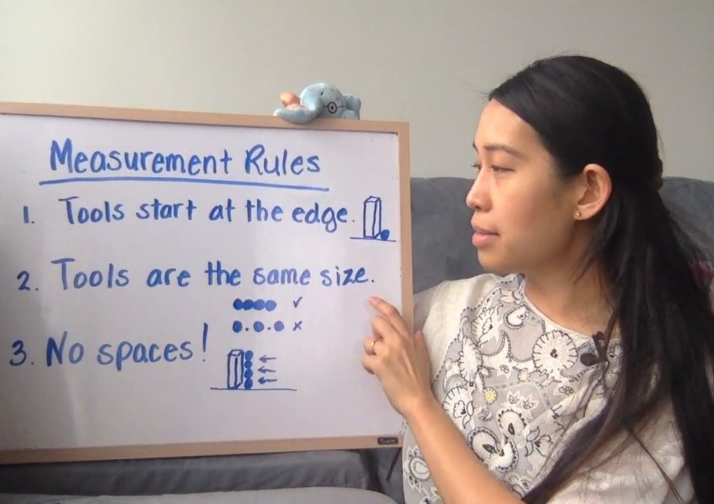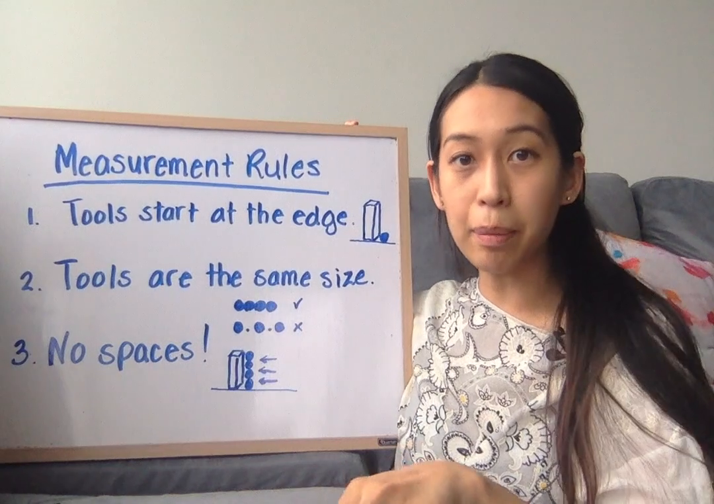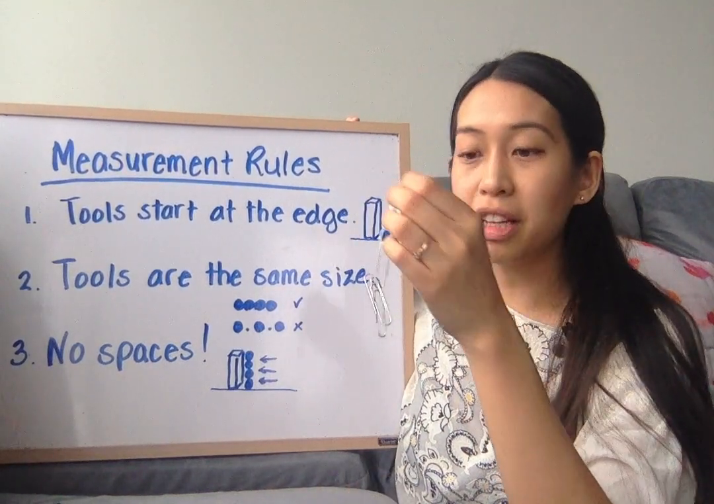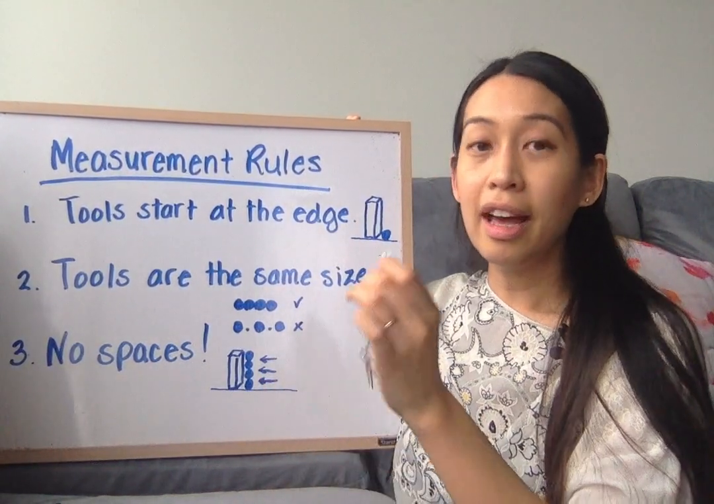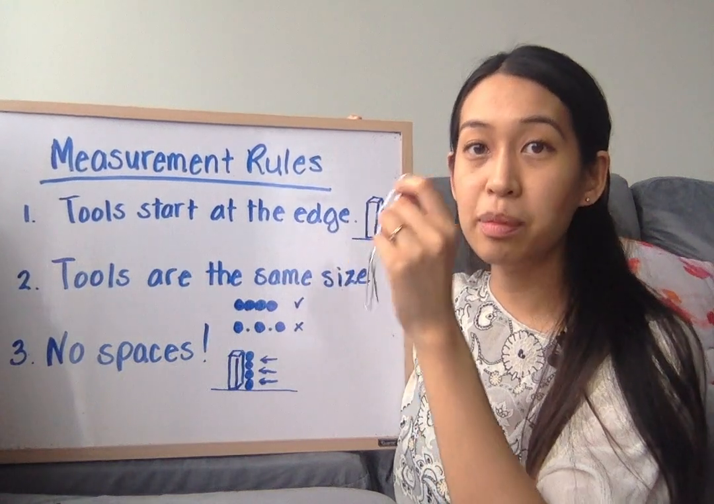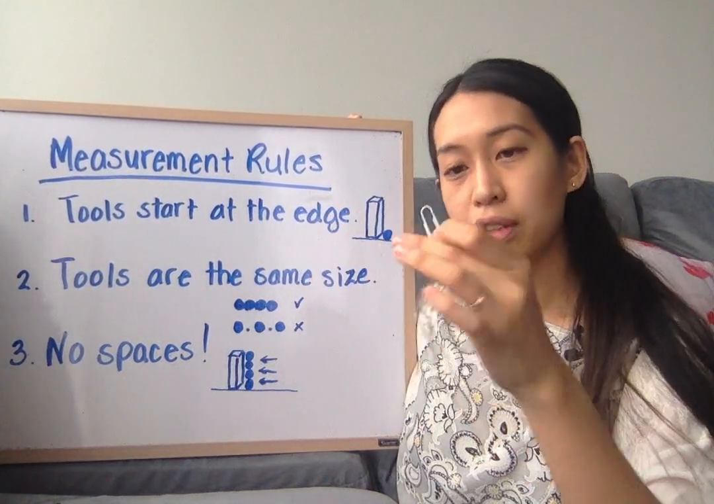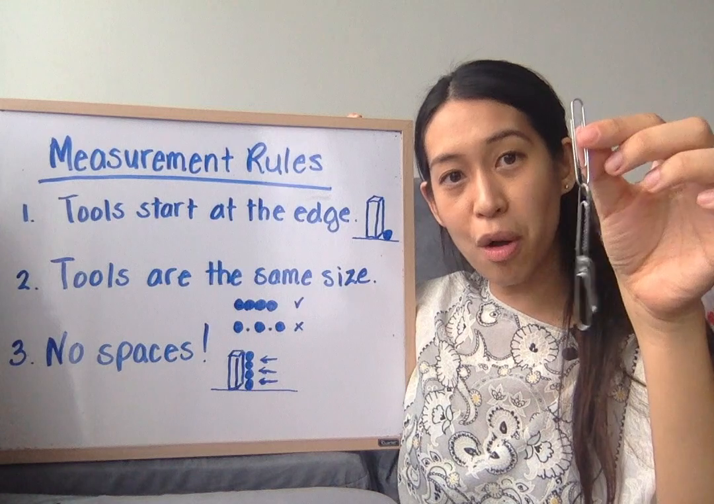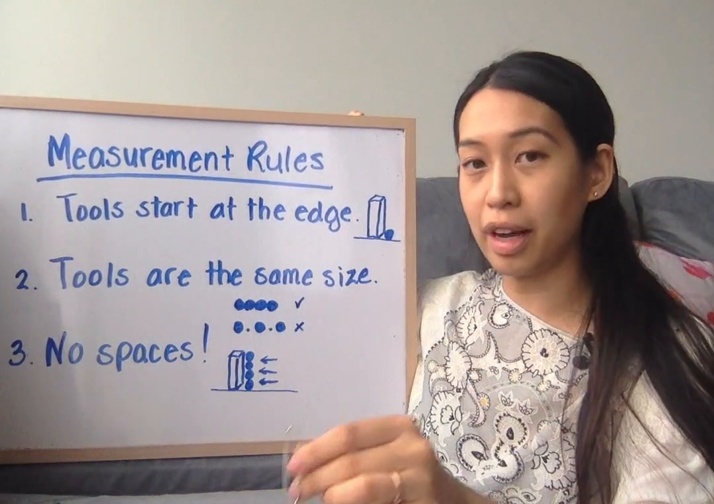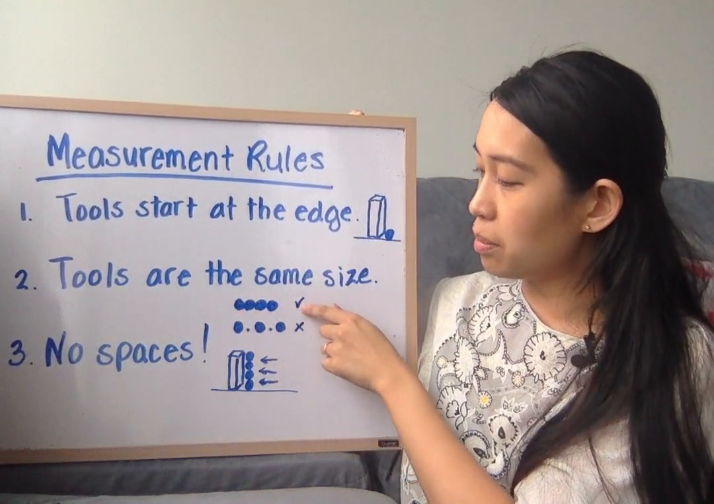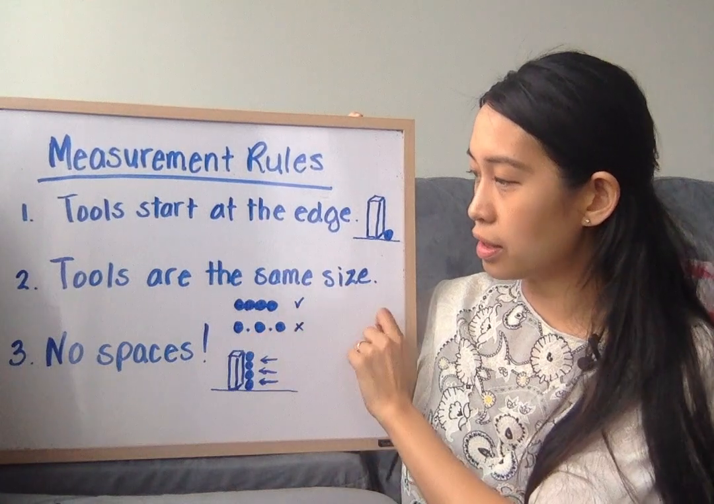Okay, rule number 2. Tools are the same size. So if we are using paper clips, we can't use paper clips and Unifix cubes. They all have to be the same size. So these are perfect. If we had smaller and bigger ones, it wouldn't work out. They all have to be the same size, not different.